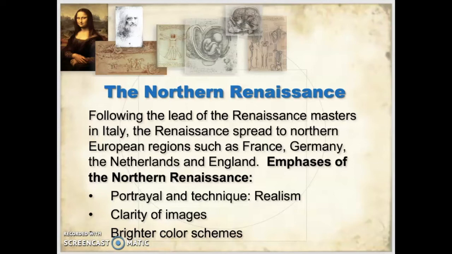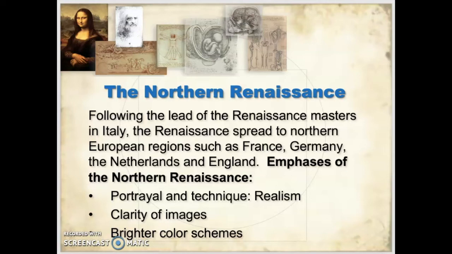However, the Renaissance in Italy inevitably bled over into other European nations, notably into Northern Europe, such as in France, in Germany, in the Netherlands, which we call Holland, and in England. And the Northern Renaissance was actually significantly different than the Italian Renaissance.